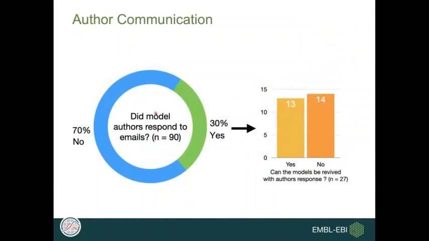Right. So lack of reproducibility is one issue. The other issue we face is that communication with the authors was not that easy. Among the authors we contacted, about 90 authors, only 30% responded and 70% did not, which is an important concern. And even in those cases where they responded, only 13 models could be reproduced and 14 could not. So about half were successful, roughly.